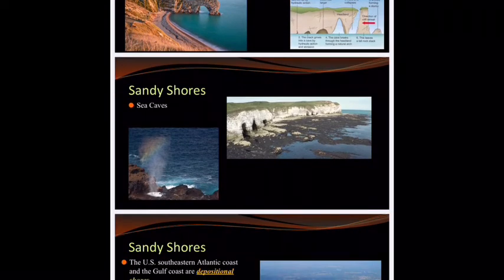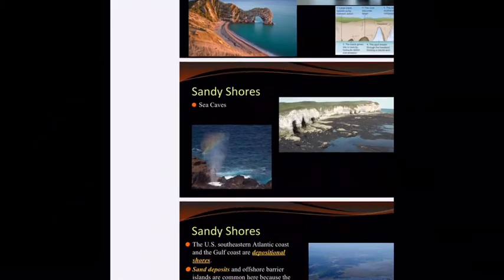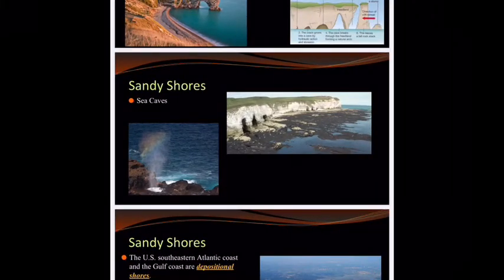Now this is what's called a blowhole. Okay, so it's just after you've got that sea cave, there's a little hole in the roof, and when the wave comes in, it just shoots water out like a blowhole in a whale. Okay, those are erosional beaches.